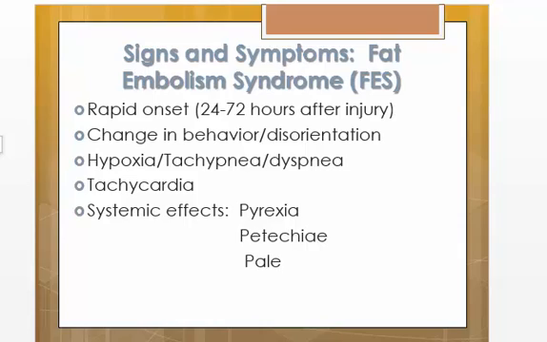Systemic effects include a fever, usually over 103, and petechiae, which I'll have a picture to show you in class about that. Petechiae can be in the mouth, upper neck, chest, and anterior axillary folds. Patient may also appear pale. How do you differentiate between a fat emboli and a blood clot or pulmonary embolism? Well, the distinguishing factor is petechiae with the fat embolism.